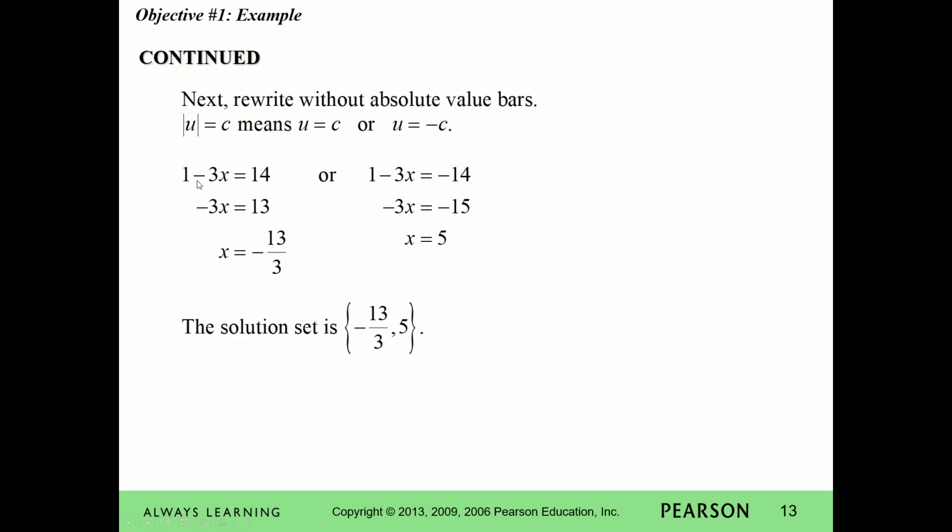So now we can make it 1 minus 3x equals 14 or 1 minus 3x equals negative 14. From here, we subtract our 1 over, divide both sides by negative 3. You get that x equals negative 13 thirds or x equals 5.